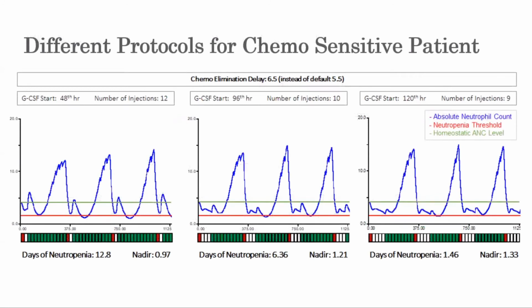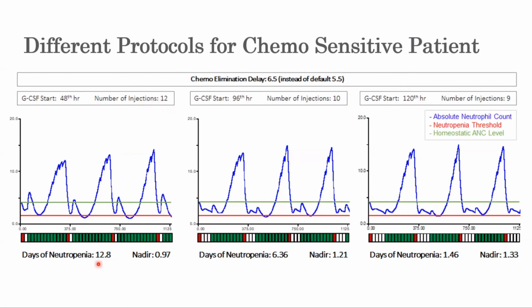Here, 3 different G-CSF protocols are tested on the chemosensitive patient profile. As can be seen from the graph in the middle, the standard protocol yields around 6 days of neutropenia. Considering that insufficient stimulation of neutrophil production, the second dynamic, may be the problem, to come up with an improved protocol, a protocol with more injections is tried by adding 2 extra shots at the beginning, the graph on the left. However, the protocol performs worse than the standard protocol with 12 neutropenic days.